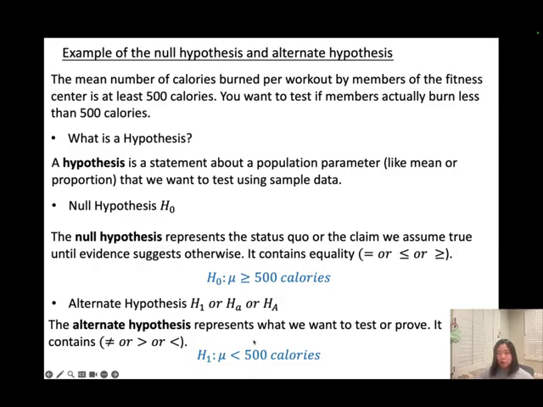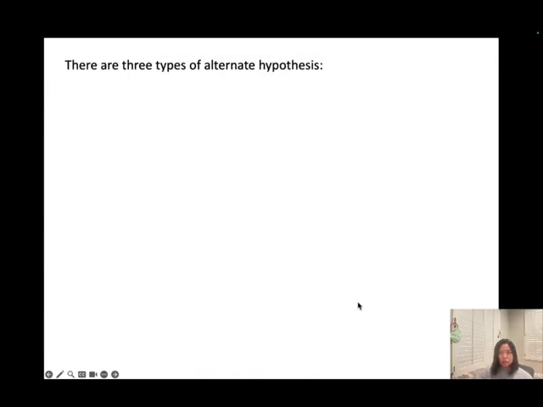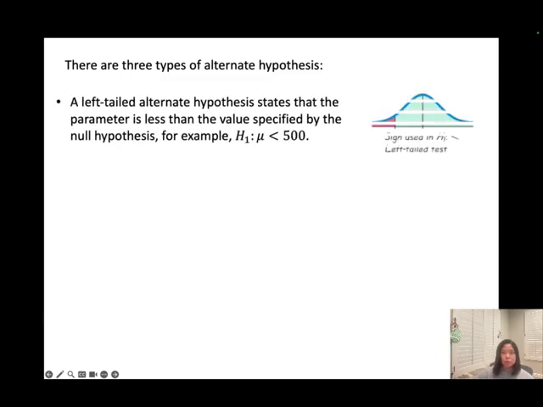Okay, I'm going to explain more about the null and alternate hypothesis. We have three types of alternate hypothesis. First one, a left tail alternate hypothesis states that the parameter is less than the value specified by the null hypothesis. In our example, our alternate hypothesis is mean strictly less than 500. We'll be using the left tail test because we have a strictly less than.